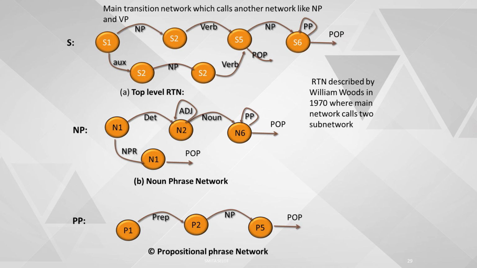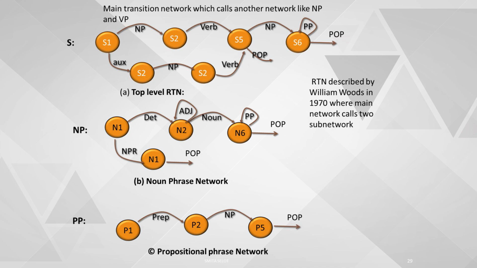So, we start from S1, and there is a call to the noun phrase NP. So, we go to the noun phrase network, that is N1. From there we have determiner, adjective, noun, and again a prepositional phrase. So, the call will move to another network, which is the prepositional phrase. This is the way the recursive transition network works. We have a main transition network S, and in that S, two sub-networks, noun phrase and prepositional phrase, are recursively used.